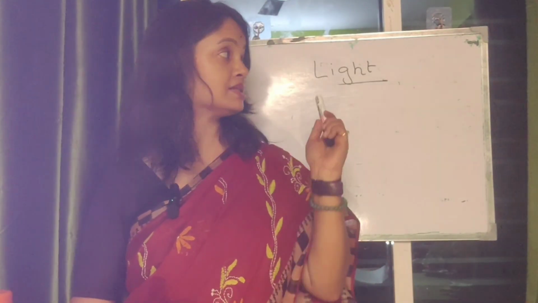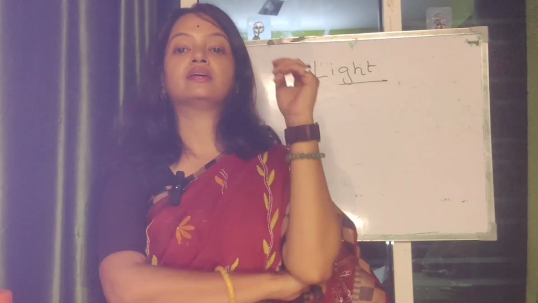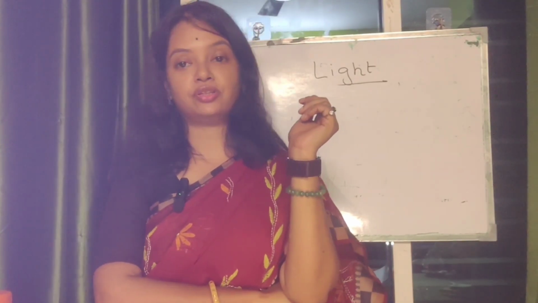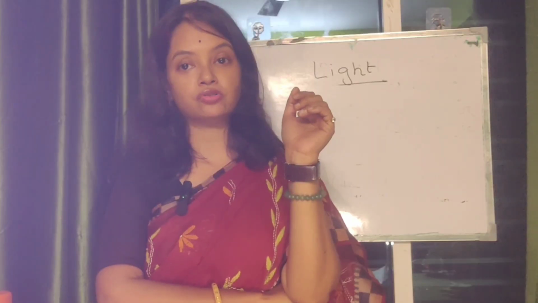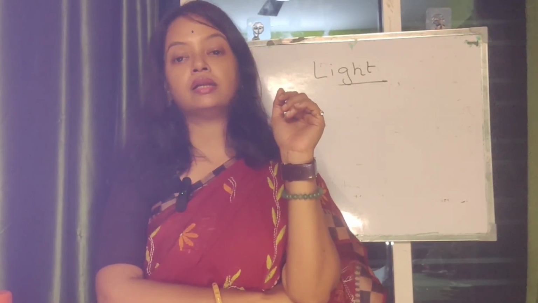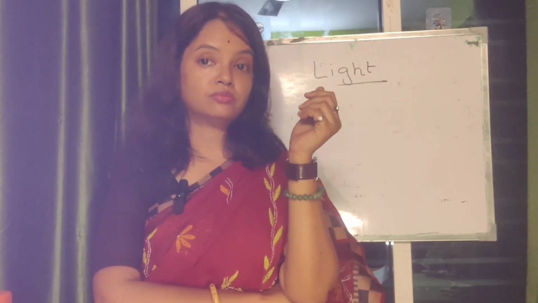Today we will discuss light. What is light? Light is a form of energy that helps us to see objects. That is, objects become visible when light falls on them. Now, how can we see objects through light?